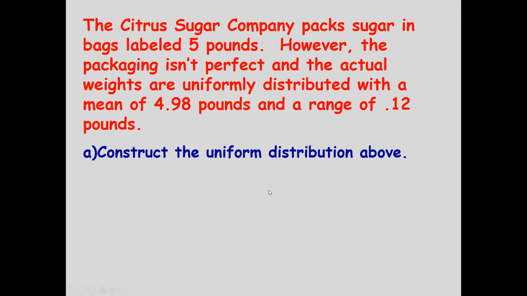Let's look at some examples. The Citrus Sugar Company packs sugar in bags labeled 5 pounds. However, the packaging isn't perfect, and the actual weights are uniformly distributed with an average of 4.98, so a mean of 4.98 pounds, and a range of 0.12 pounds. So the center of the distribution is going to be 4.98, and the total range from the left endpoint to the right endpoint is 0.12.